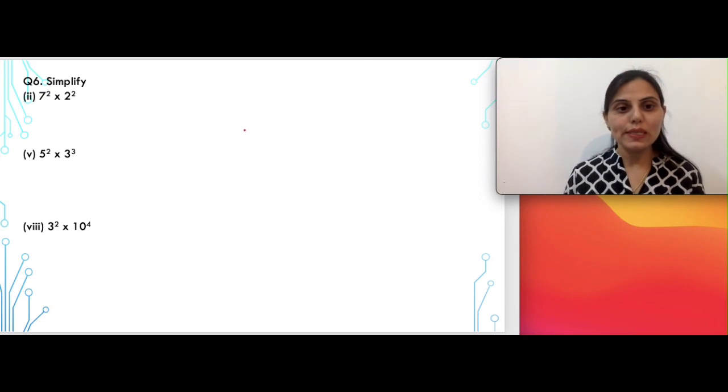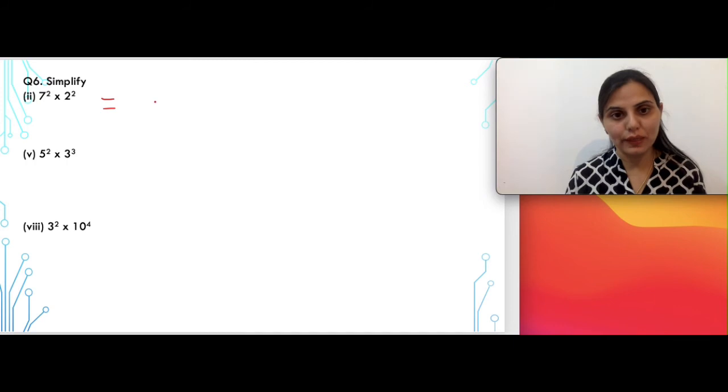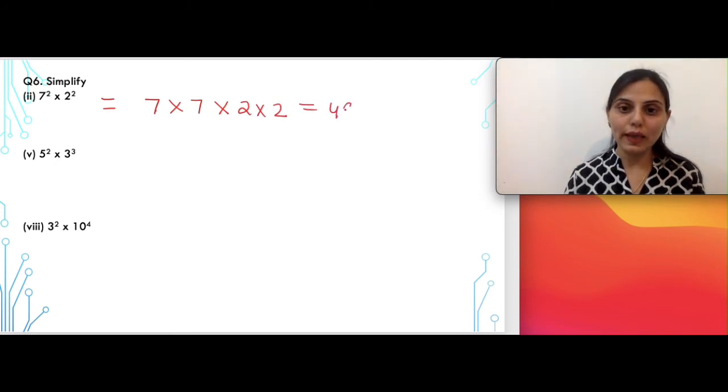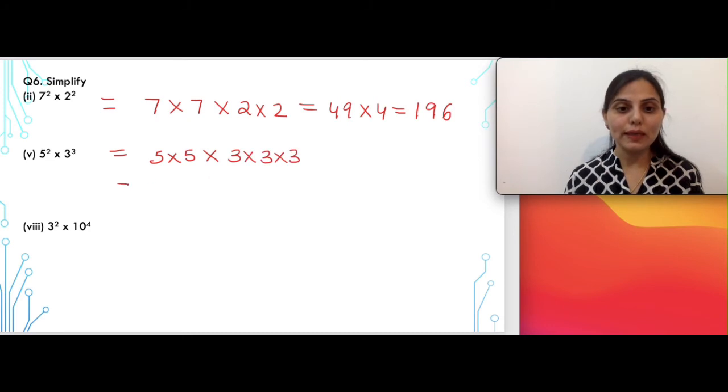In question 6 it says simplify. Let us see the first part, 7 square multiplied by 2 square. Like I have told you earlier also, simplify or evaluate means you need to multiply the terms and then find the answer. 7 square means 7 multiplied by 7 and 2 square means 2 multiplied by 2. So this can also be written as 49 multiplied by 4, which on solving will give you the answer as 196. Similarly, 5 square multiplied by 3 cube means 5 multiplied by 5 and 3 cube means 3 multiplied by 3 multiplied by 3. So this can clearly be written as 25 multiplied by 27.